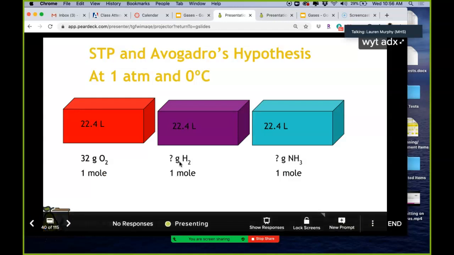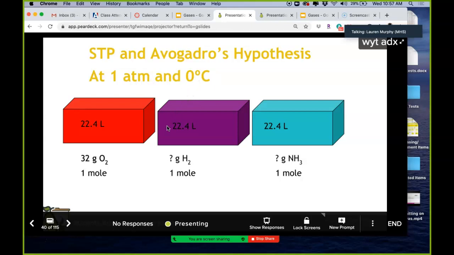What is 1 mole of hydrogen gas? What's its mass? Sorry, I can't draw, but you could fill it in. 1 mole of hydrogen gas is how many grams? Well, 2.02, because there are 2 hydrogens. What's 1 mole of ammonia? Well, nitrogen and 3 hydrogens is 17.04 grams. So yes, their masses may be different, but 1 mole of it means 22.4 liters if you are at STP.